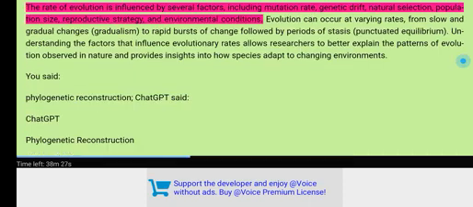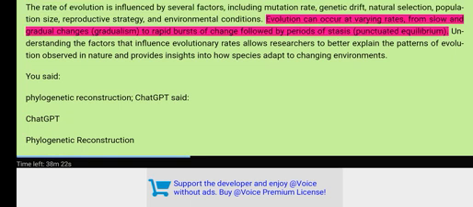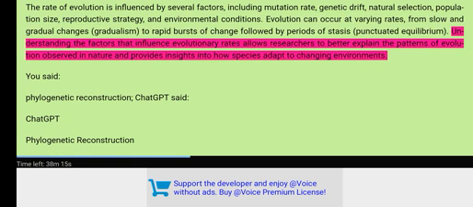Summary. The rate of evolution is influenced by several factors, including mutation rate, genetic drift, natural selection, population size, reproductive strategy, and environmental conditions. Evolution can occur at varying rates, from slow and gradual changes, gradualism, to rapid bursts of change followed by periods of stasis, punctuated equilibrium. Understanding the factors that influence evolutionary rates allows researchers to better explain the patterns of evolution observed in nature and provides insights into how species adapt to changing environments.